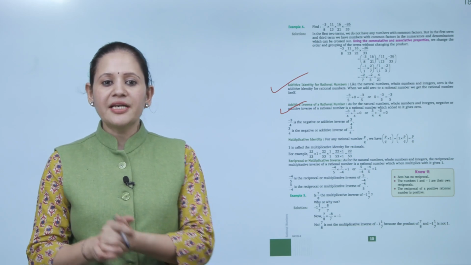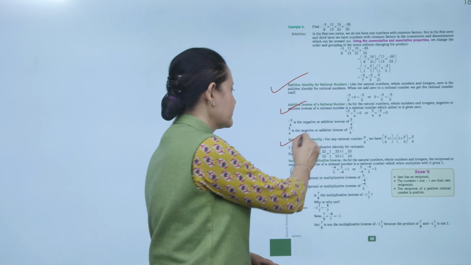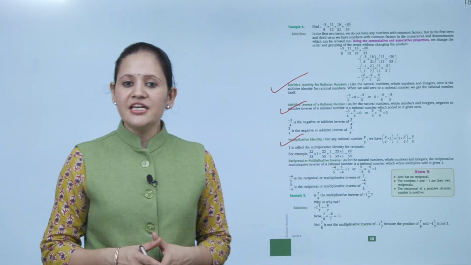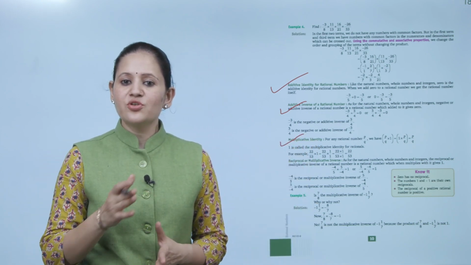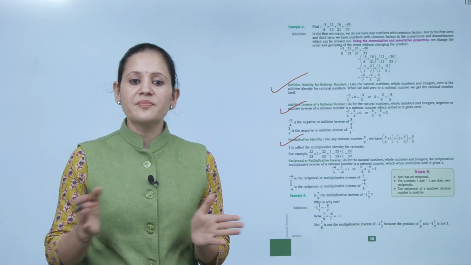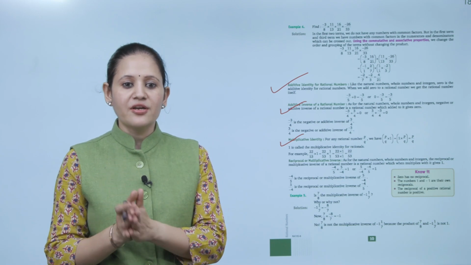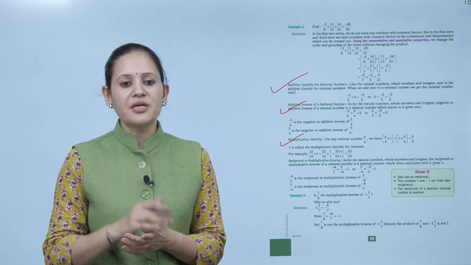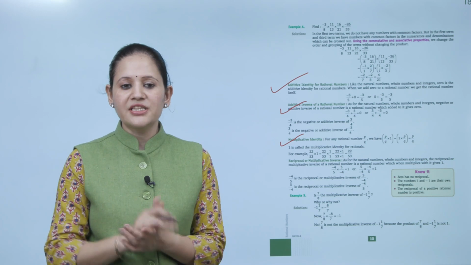Next is multiplicative identity. For any rational number p by q, we have p by q into 1, that is equal to 1 into p by q, that is p by q. So, 1 is called the multiplicative identity for rational numbers. For example, 22 upon 53 multiplied by 1 gives you 22 upon 53.